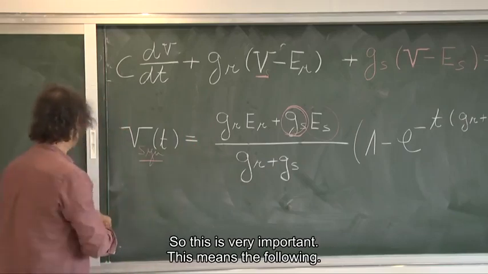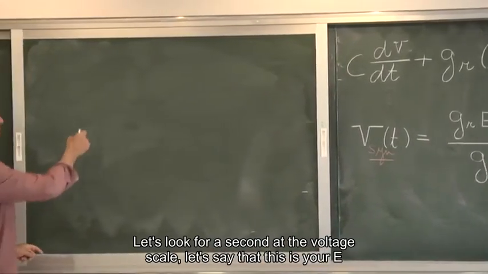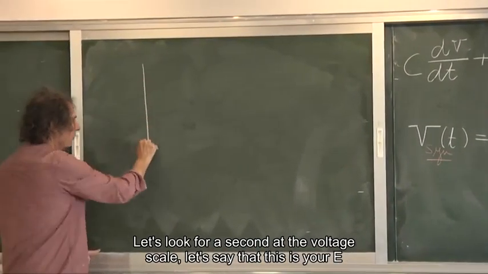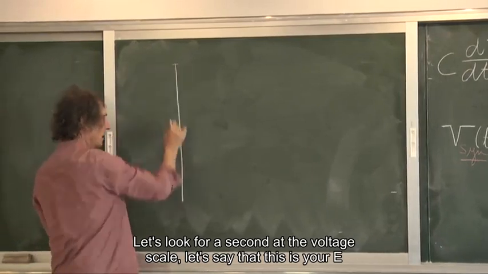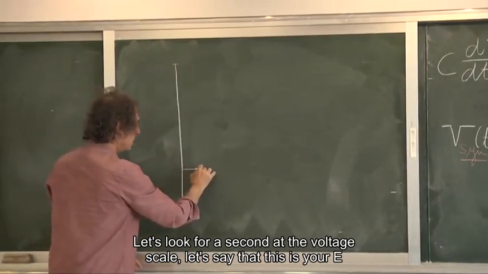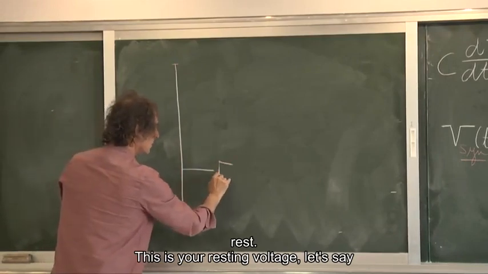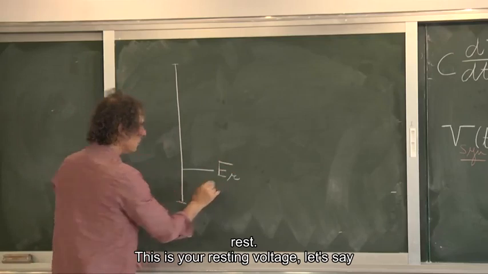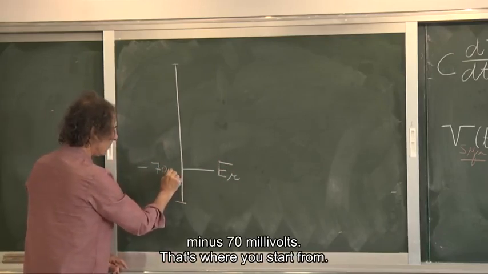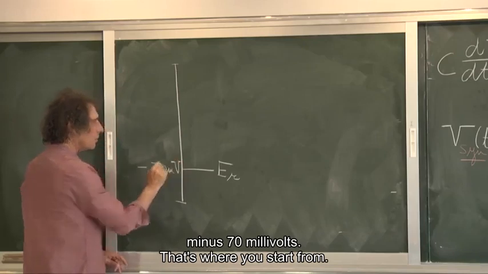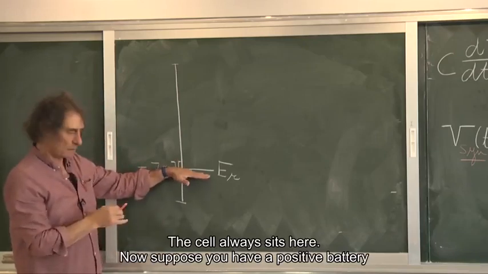This means the following. Let's look for a second at the voltage scale. Let's say that this is your E rest. This is your resting voltage, let's say minus 70 millivolts. That's where you start from. The cell always sits here.